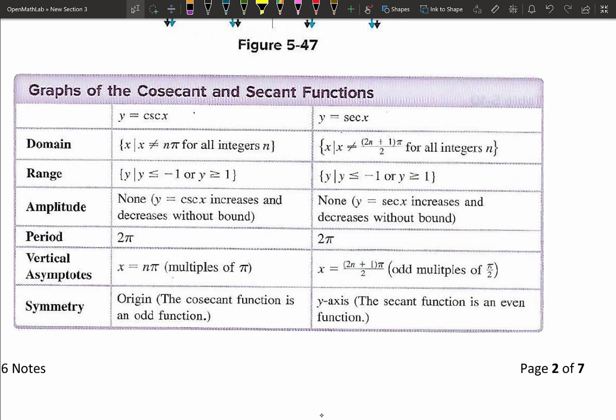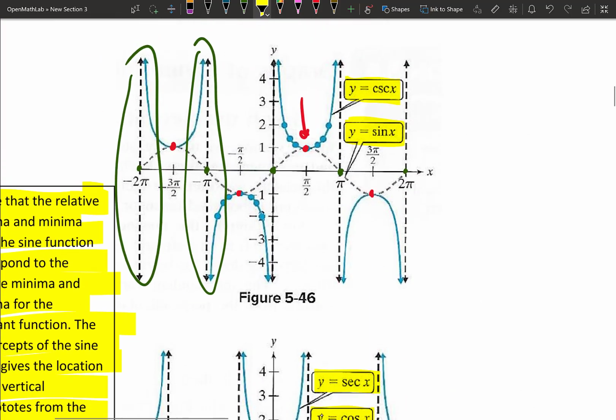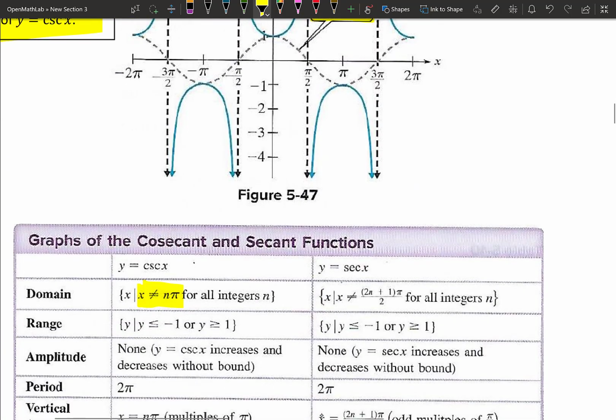So for cosecant and secant, we can find what the domains are, right? Basically what we're saying is that x can be anything except the vertical asymptote, right? That's what this part means. Sine is equal to 0 for multiples of pi. If we look up here, these x-intercepts occur at multiples of pi, so we have to throw those away.